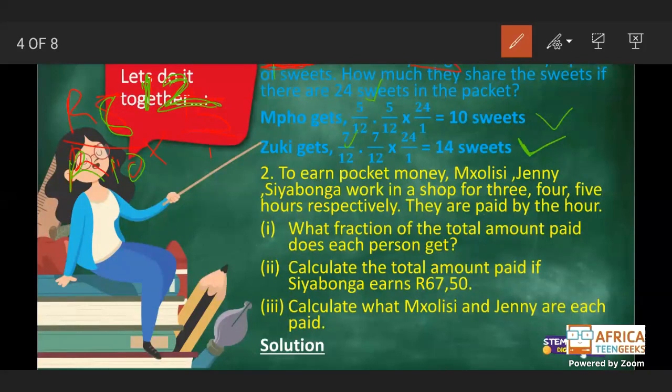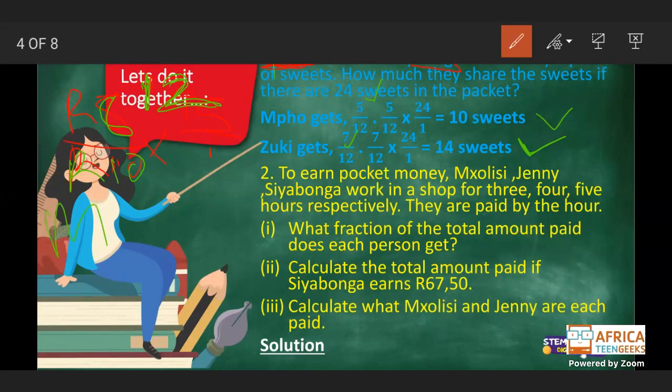So let's go to number 2 then. Number 2 is a bit interesting. I love this question so much. They say, to earn pocket money, Mkolisi, Jenny, and Siabonga work in a shop for 3, 4, and 5 hours respectively. Meaning, when they say respectively, they say each person separately. So Mkolisi will work 3 hours, Jenny 4 hours, and Siabonga 5 hours.